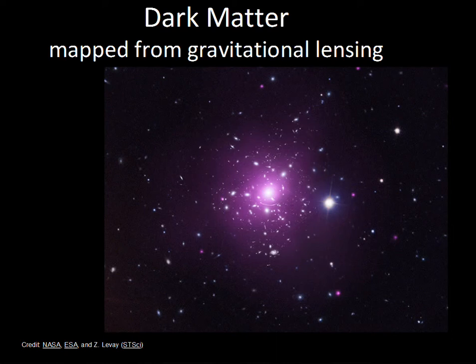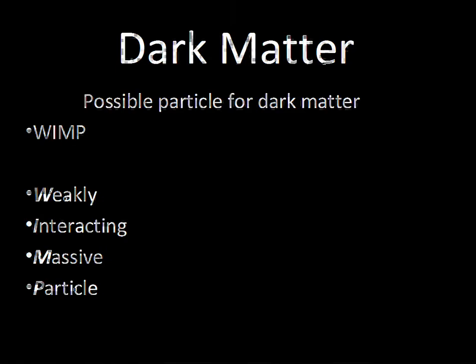That's the representation of where dark matter is in this cluster of galaxies. And all the light you see here are galaxies, unless it has spikes coming out. That would be a star. But dark matter, what could it be?